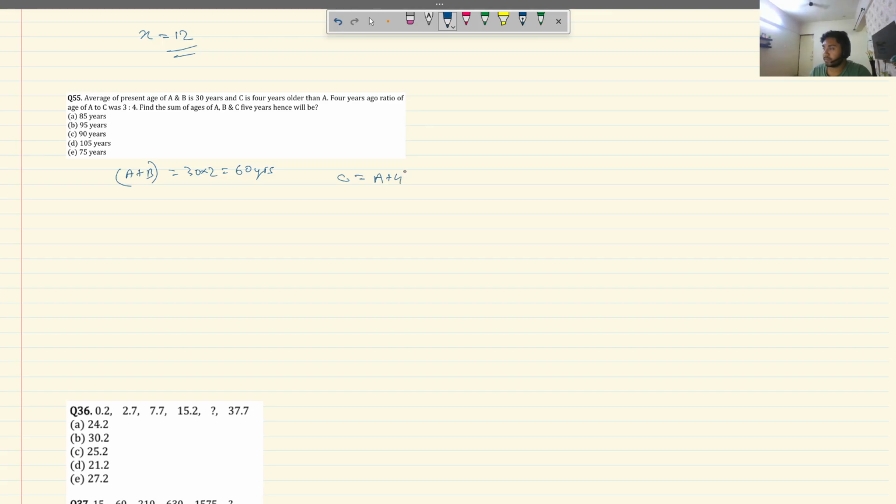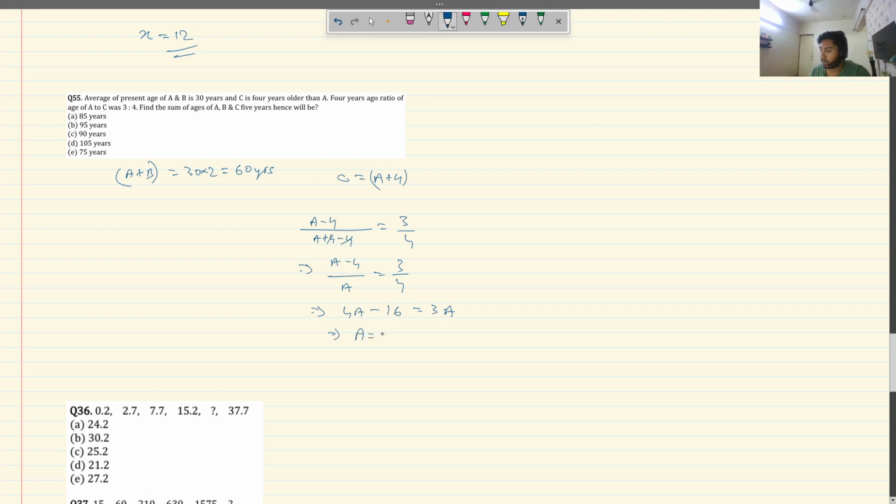c is 4 years older than a, so a plus 4। 4 years ago, 4 साल पहले, रेशियो ऑफ एज ऑफ a, a 4 साल पहले कितने एज का था, a माइनस 4 टू सी, सी 4 साल पहले कितना था, सी का एज अभी a प्लस 4 माइनस 4 was 3:4, that is 3/4, which means a minus 4 by a is equal to 3/4, which means 4a minus 16 is equal to 3a, which implies a equal to 16 years, फिर c equal to 20 years, 16 plus 4, right?